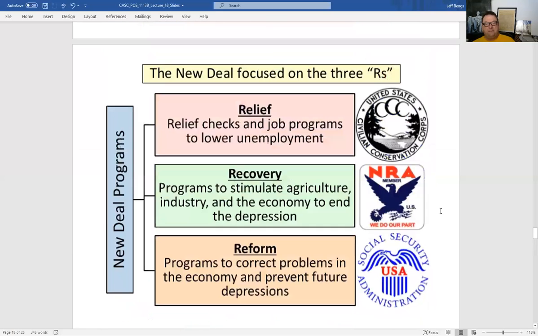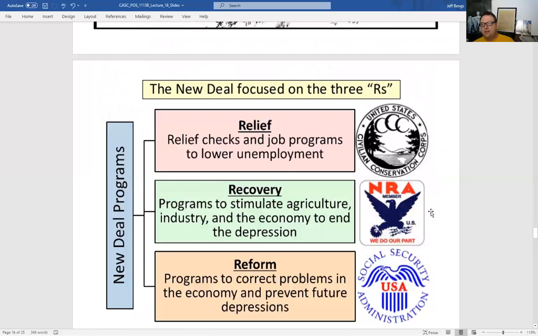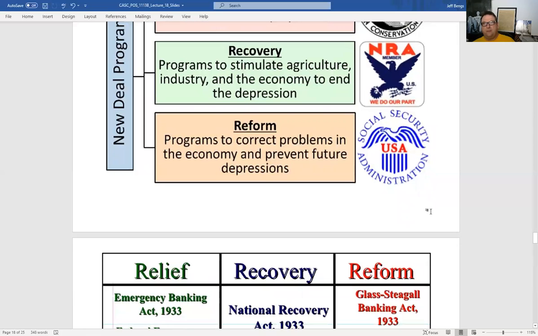So FDR's New Deal in the 1930s was the turning point for how the federal government is involved in social welfare. Before, the states took care of it. Now, the federal government becomes the primary player in social welfare.